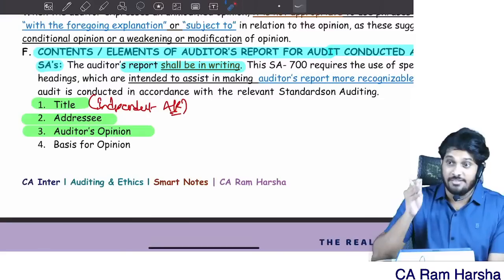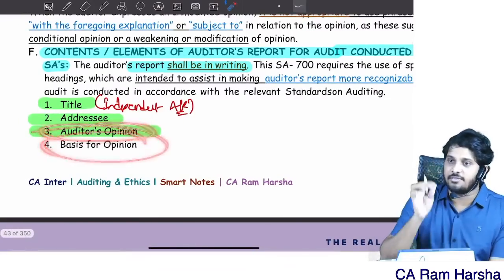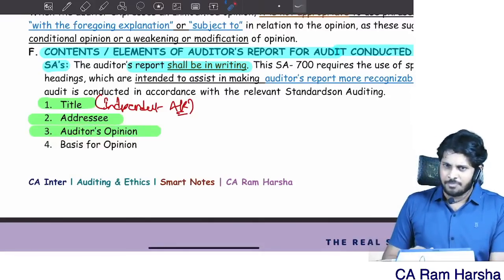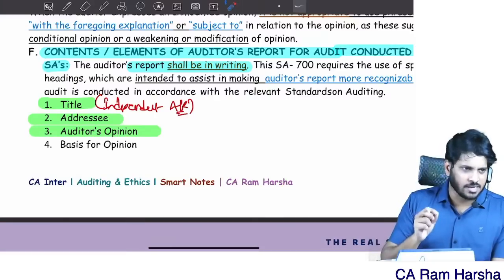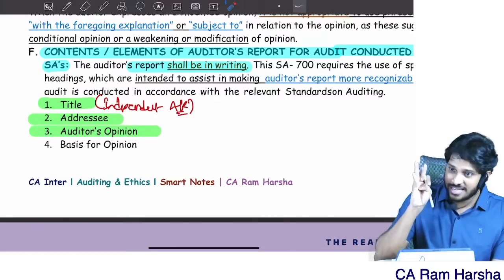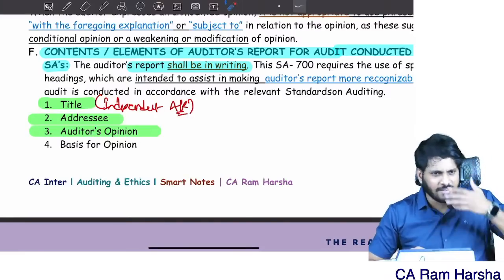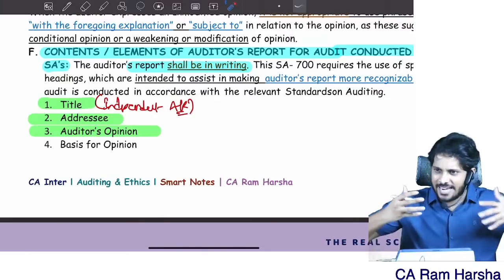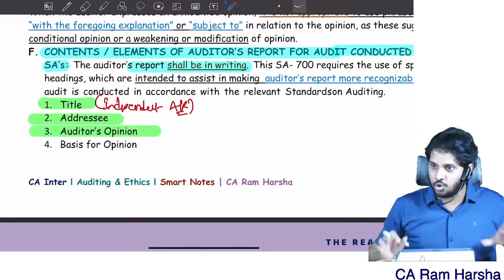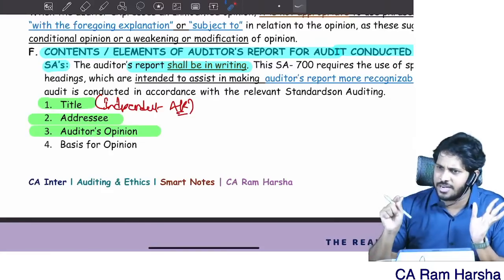contains the information, the logic behind the opinion. Whatever opinion you give, there will be a reason here. I will have a specific reason for opinion in case of qualified, in case of adverse, in case of disclaimer. Will I have any specific reason why I gave an unqualified opinion? Will I have any specific reason behind unqualified opinion?